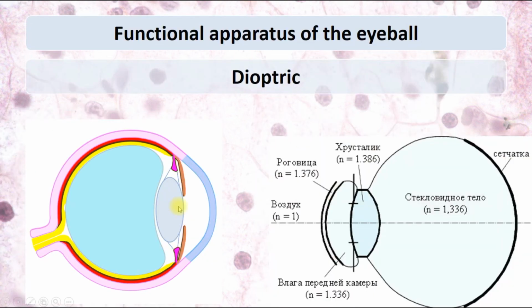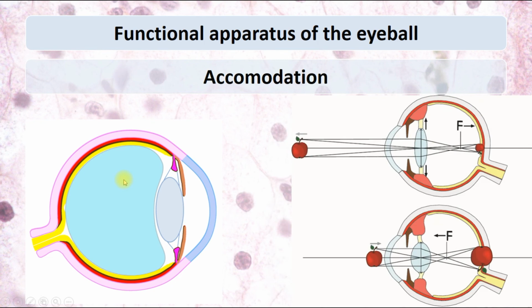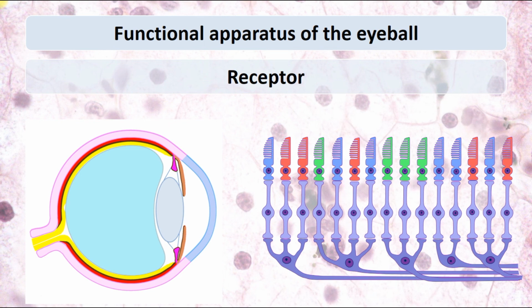So we have 3 functional apparatus of the eyeball. We have dioptric apparatus, which provides conduction of light. It includes cornea, anterior and posterior chambers, fluid which fills them, lens, and vitreous body. Also, we have accommodation apparatus, which provides accommodation of eye. It includes ciliary body, ciliary ligament, and lens. And also we can call as a part of accommodation apparatus iris and pigment epithelium, which provide adjustment to the brightness of light. And also we have receptor apparatus, which includes retina of eye. It includes receptors which react to light, and they form signal which is sent to CNS.